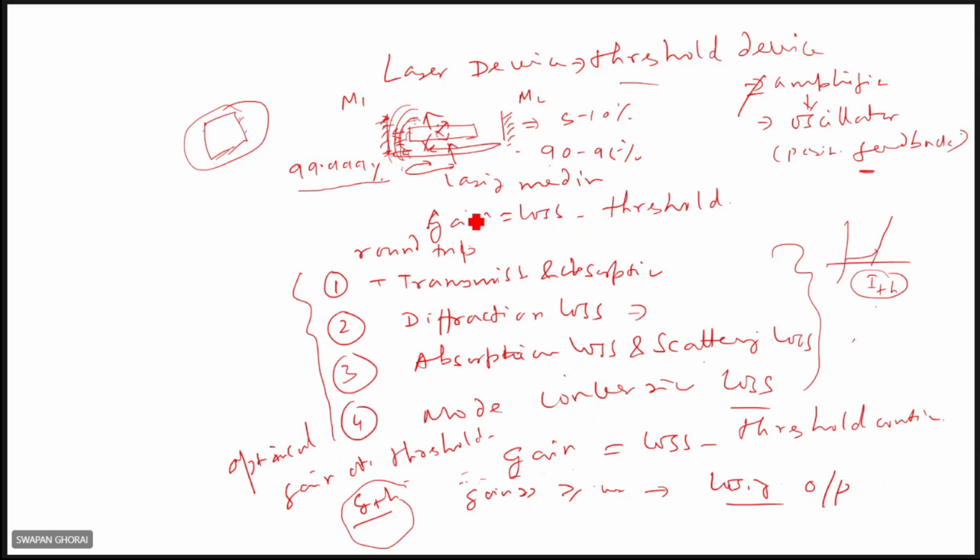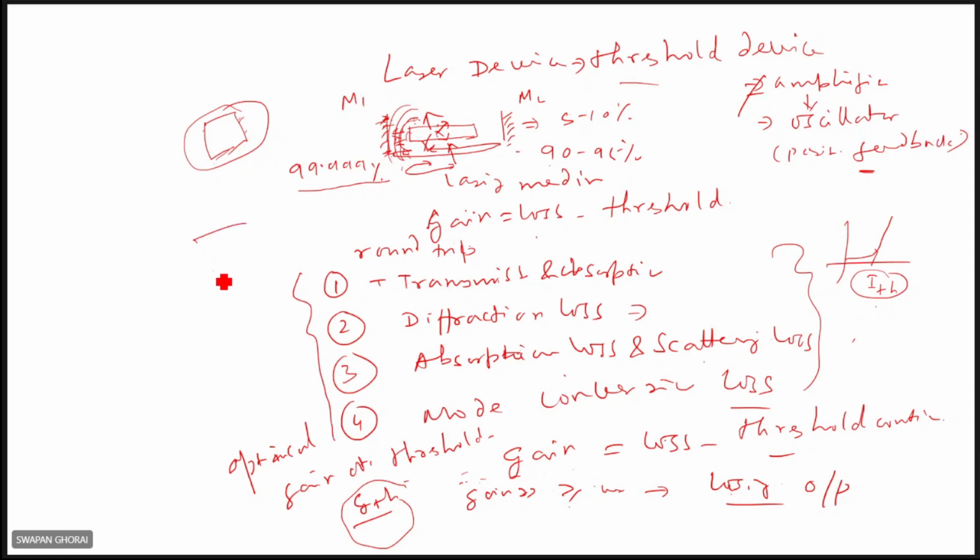So you are having gain, you are having loss. So one condition will be reached when gain equals loss, and that is called the threshold condition. And when the gain just exceeds the loss, at that time you get the lasing output. Now the question is, does that mean gain should always be greater than loss? No, gain will not always be greater than loss.